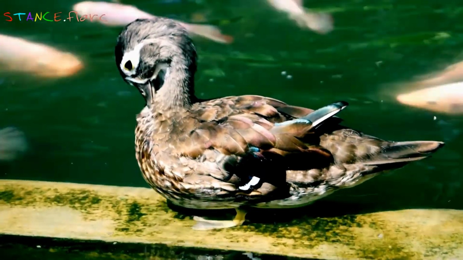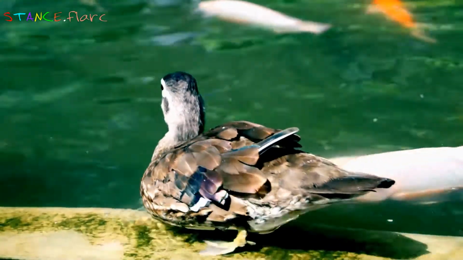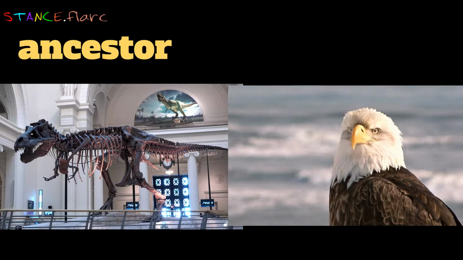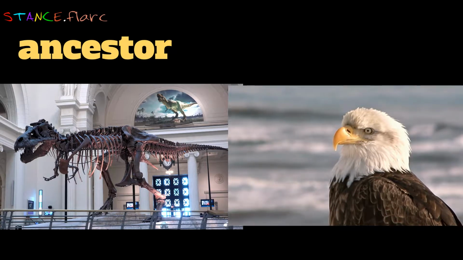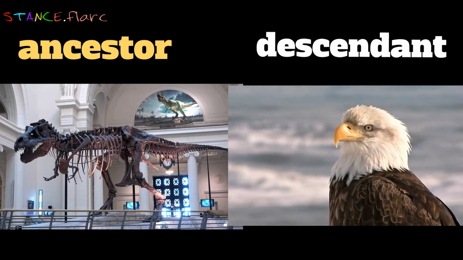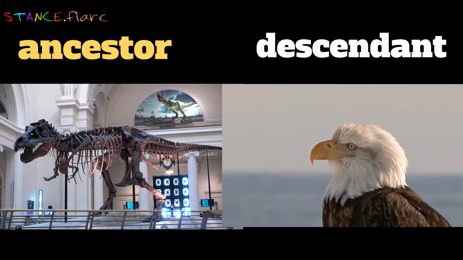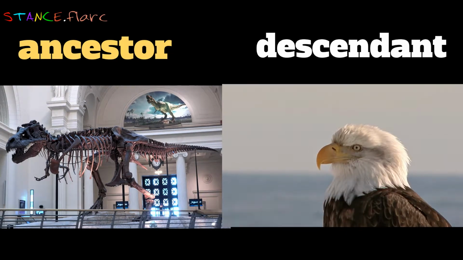Let's look at dinosaurs and birds as an example. Dinosaurs are the ancestors of birds. And when we look at this relationship the other way around, we can say that birds are the descendants of dinosaurs. Descendant, in other words, is this modern development of an earlier form, as mentioned previously.